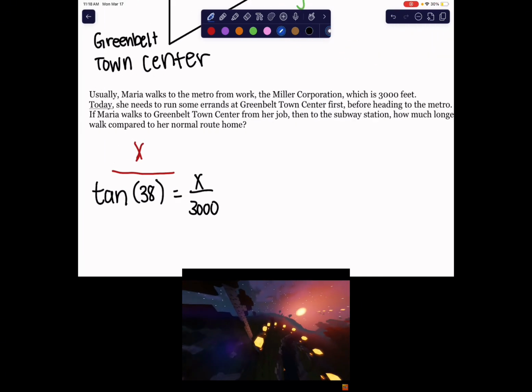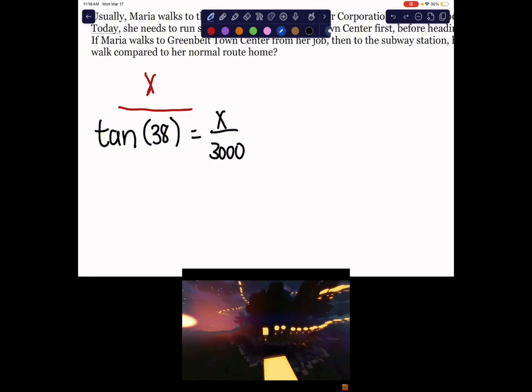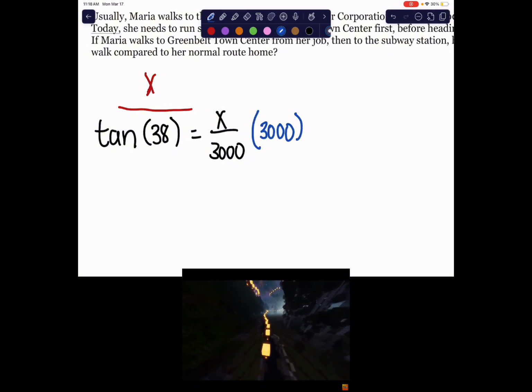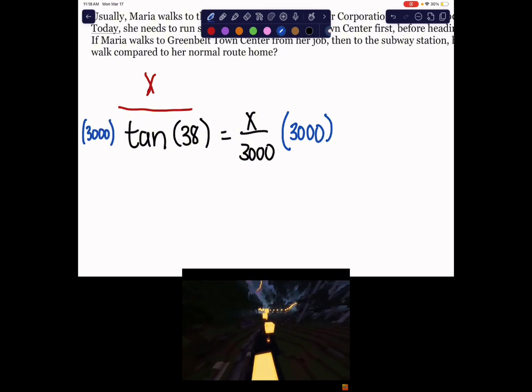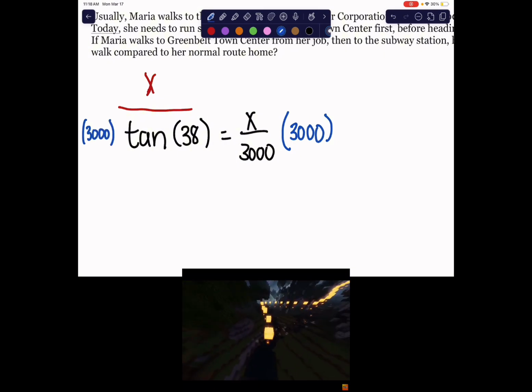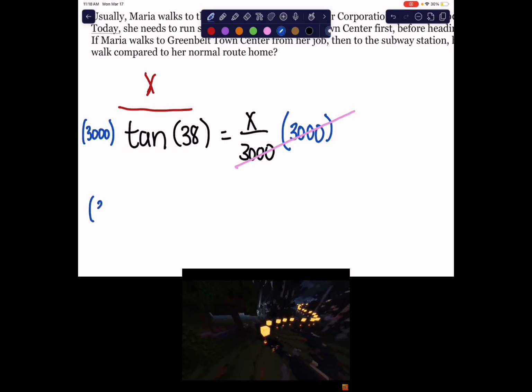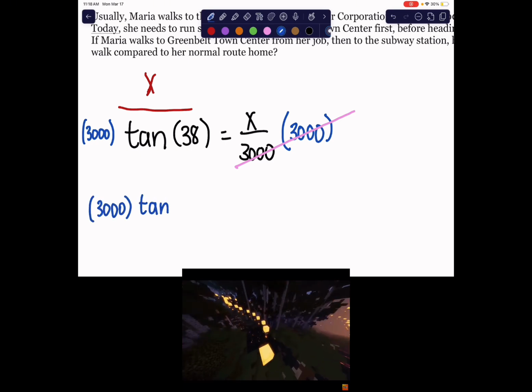And then hopefully you're thinking, oh, X is in the numerator, so I'm going to multiply. So you multiply both sides by 3,000. These cross out. And then I put this into my calculator.